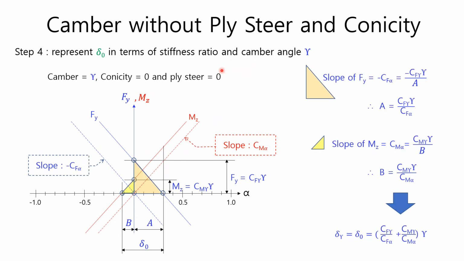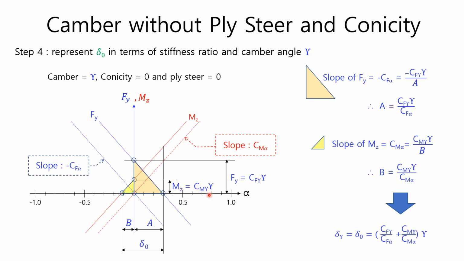Step 4 is represent delta 0 in terms of stiffness ratio and the camber angle gamma. Based upon what we calculated by now, we can calculate the length A and the length B using the trigonometry of yellow and orange right triangle. We can get the length A in terms of camber force CF gamma gamma and slope of Fy CF alpha.